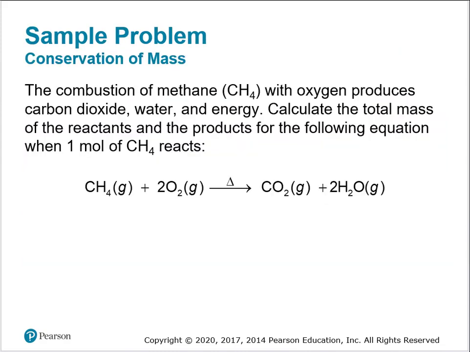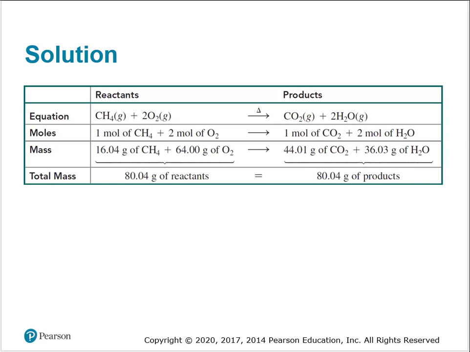Let's look at a sample problem. The combustion of methane with oxygen produces CO2, H2O, and energy. Let's find the total mass of the reactants and the products for when 1 mole of CH4 reacts. We write our equation here. We have our reactants on the left, and if I have CH4, I'm going to look at my periodic table and take 12 plus 4 times hydrogen's mass and get about 16.04. Then I'm going to add up 4 oxygens, which should give me about 64 grams. Add those 2 up, and I would have 80.04 grams of reactant.